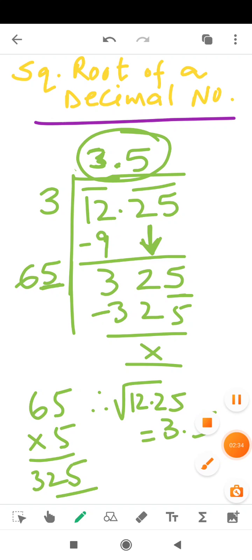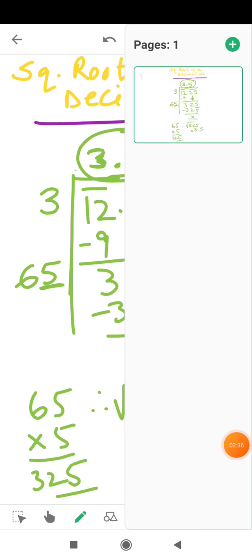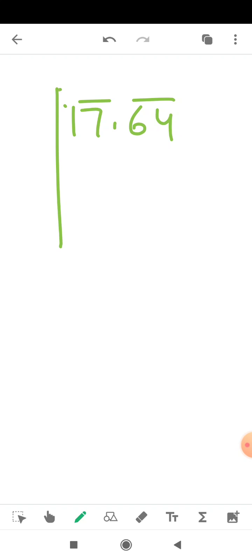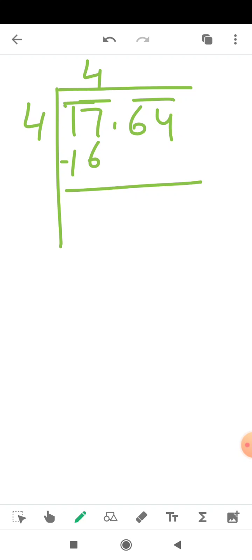One more example. Let us take one more example. I take the number 17.64. Making pairs, which number will we start with? Because it is 17, we will start with 4. 4 4s are 16. Always take a square number. Remainder is 1. Now when we bring down the pair which comes after the decimal, I will put a decimal here.